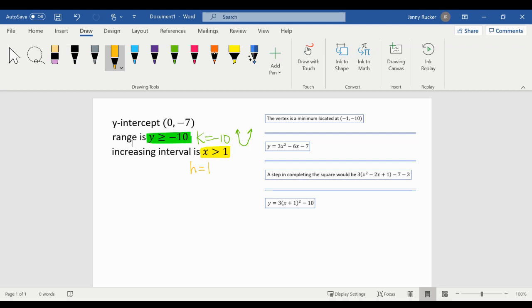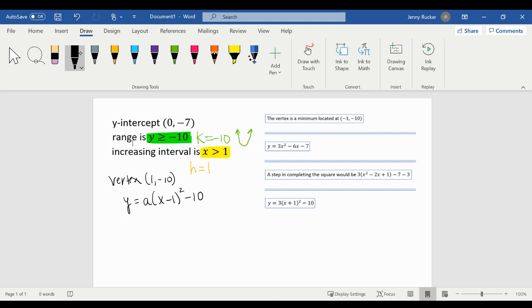So I now have my vertex at 1, -10. So if I started to build my vertex equation, y equals a times x minus 1 squared minus 10, I know it has to take that form, and I know a must be positive. Let's take a look at our choices.